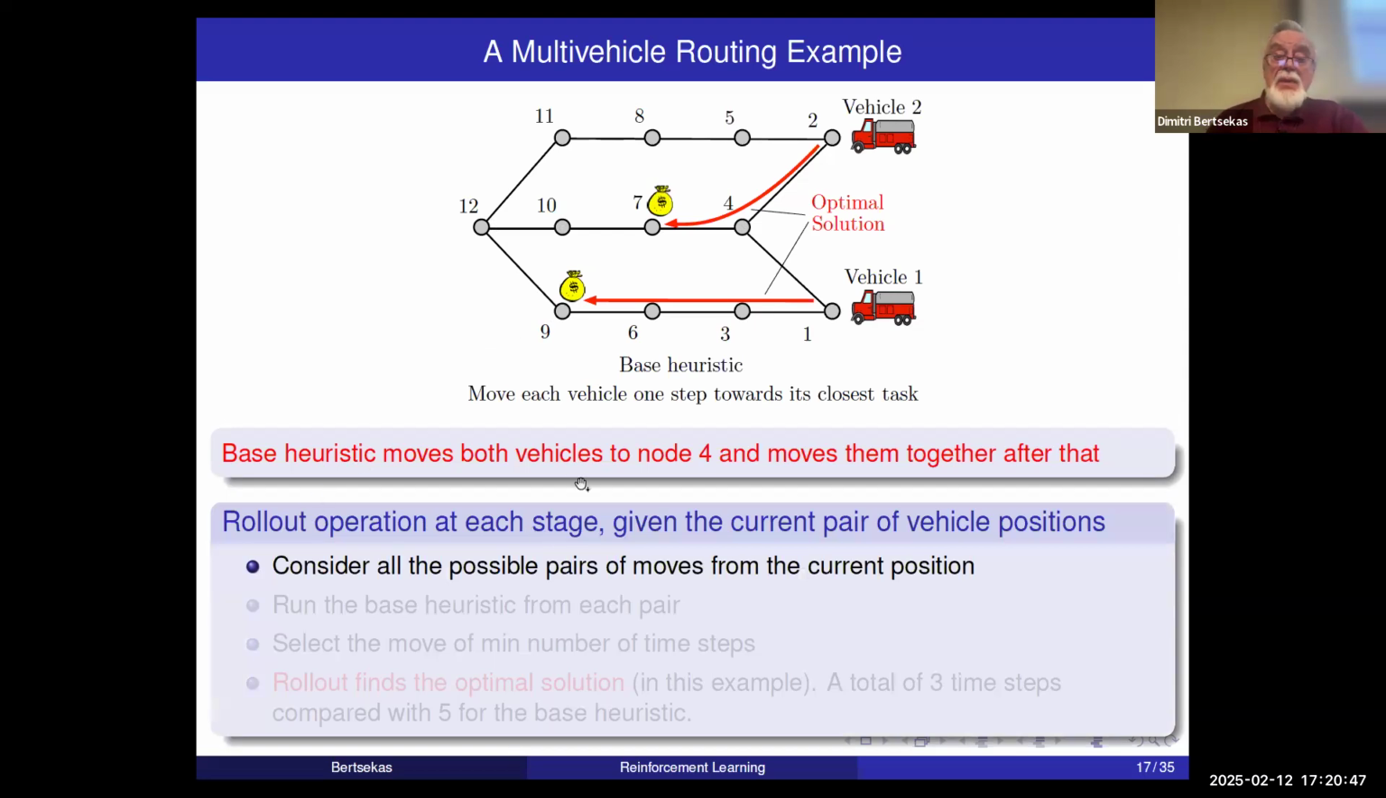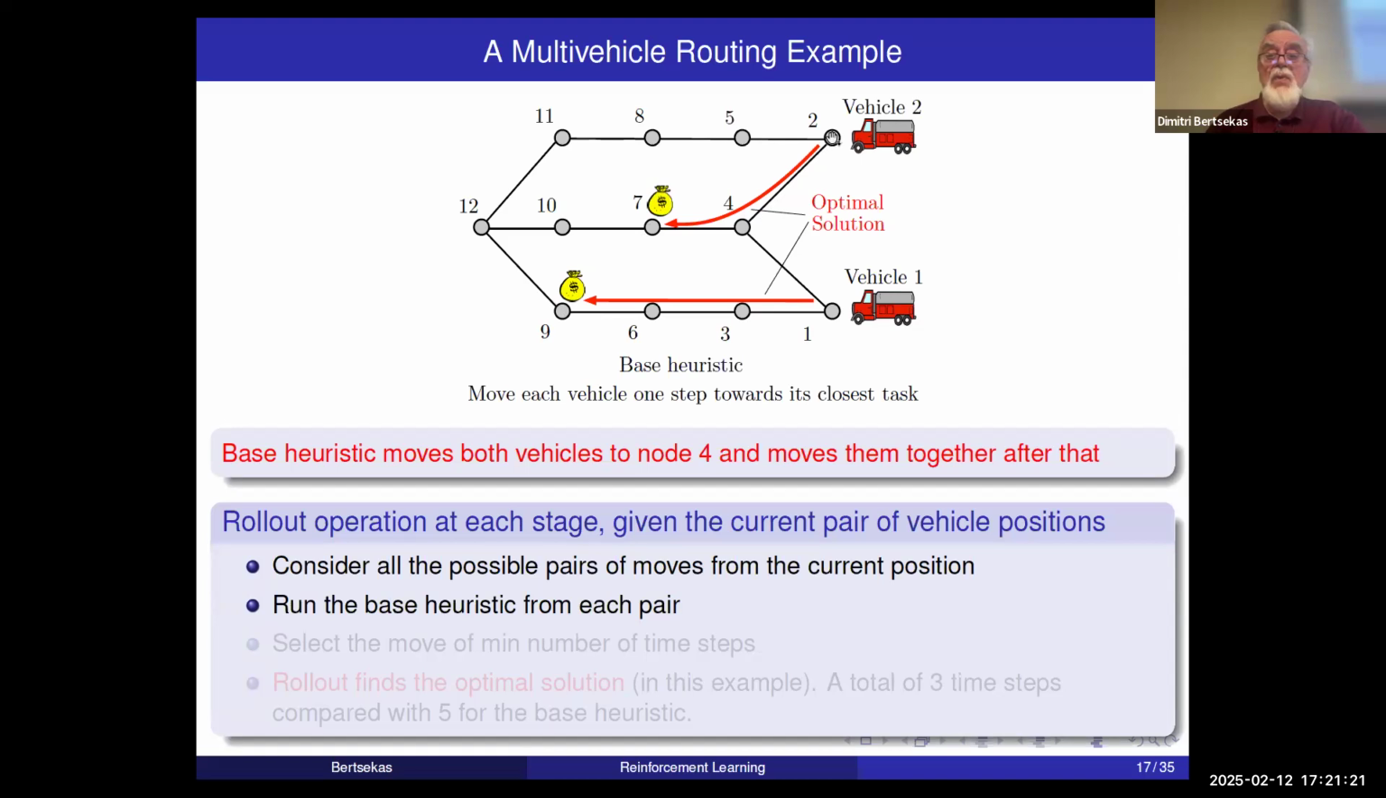Now let's look at rollout. We consider all possible pairs of moves, and then run the base heuristic from each pair. So we consider this, and we run the base heuristic, which takes a long time, because yes, they pick up this task, but they have to go around to pick up this task.